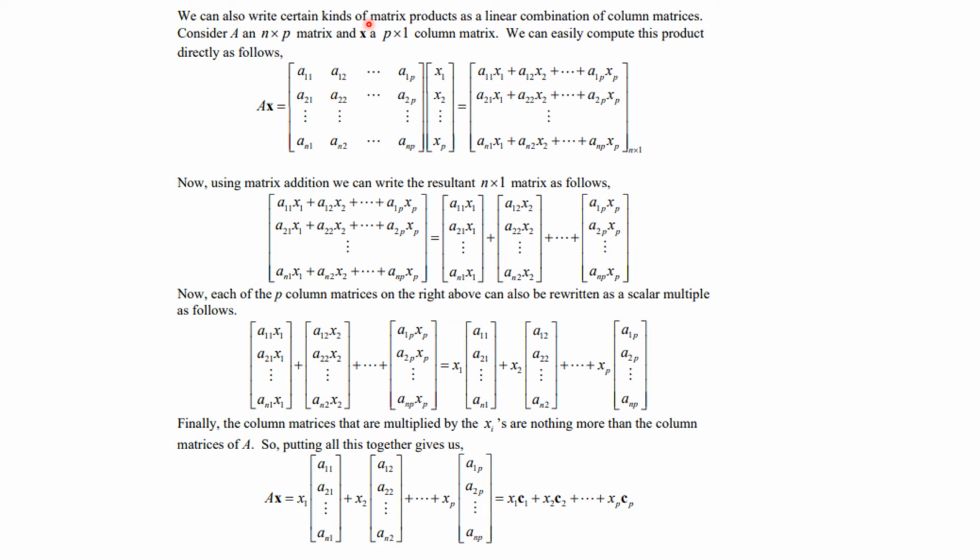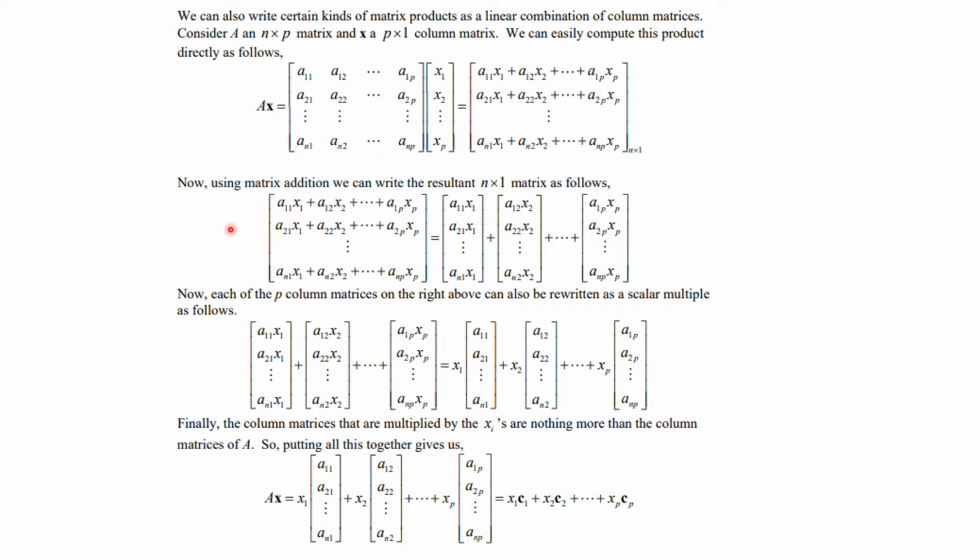And we can also write matrix product as a linear combination of the column matrix. For example, suppose that you have A times X. Now here X is this vector, and so we just do the matrix multiplication, and we get this as our solution. This is an n by 1 matrix when I take A, which is n by p, times a p by 1, and so I get this as my n by 1 matrix.